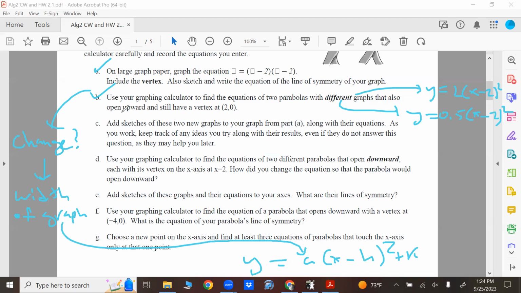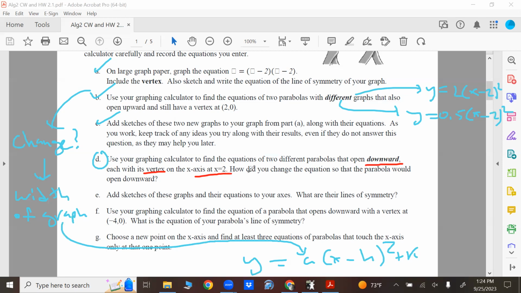Now let's look at part C. Part C is add the sketches, and so on. Don't worry about it. Let's just move on. Part D, now what do we want to do in part D? We want to have the graph open downwards, still the same vertex, touching the x-axis at 2.